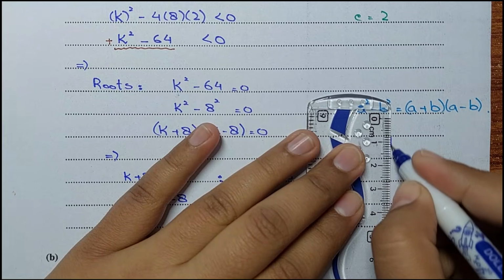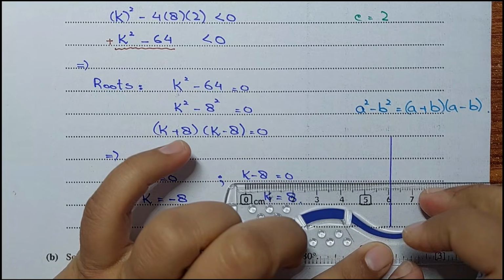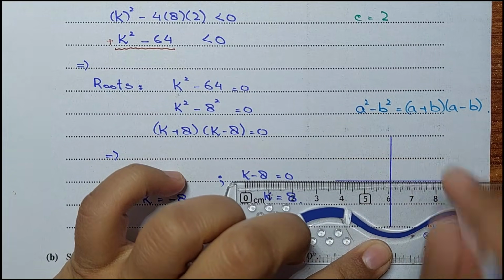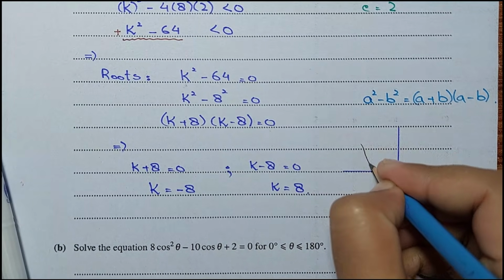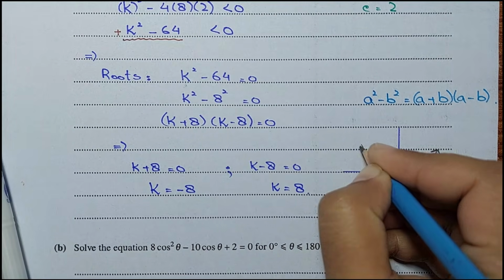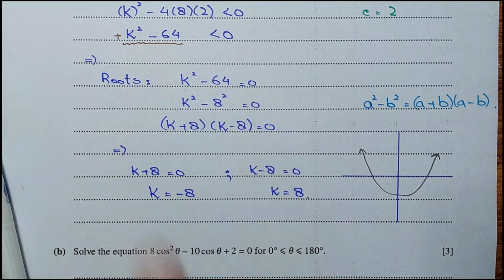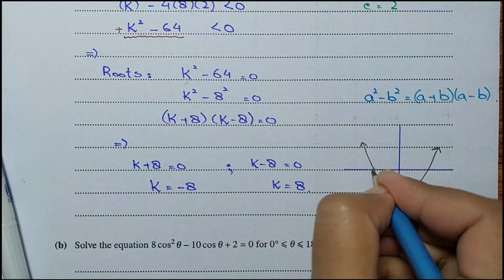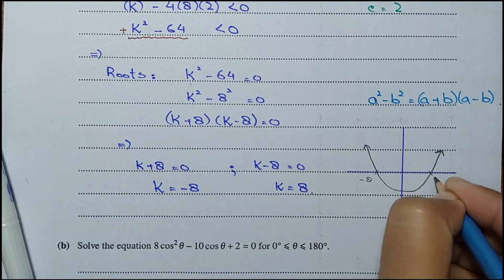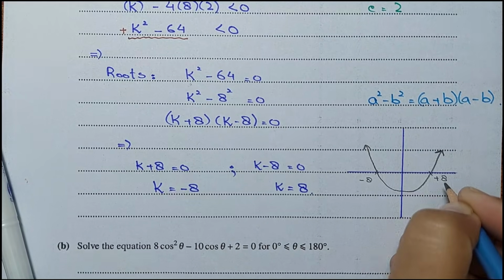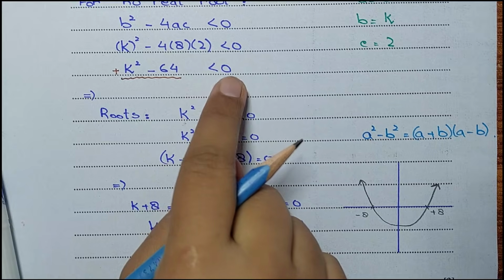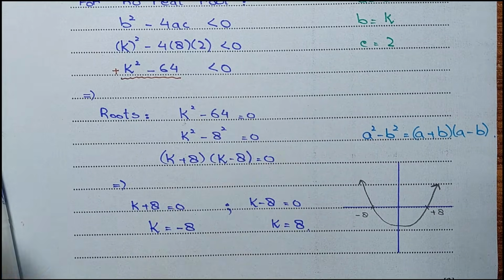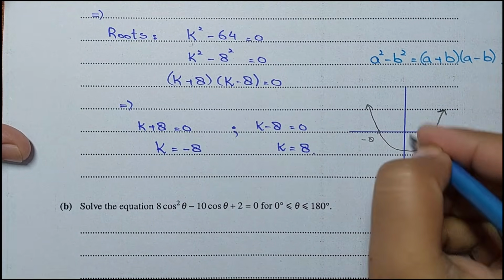You can say this is how the parabola looks for the equation k squared minus 64, right? This root is negative 8 and this root is positive 8. Now we need to figure out when this quadratic is less than 0. On what values is it less than 0?